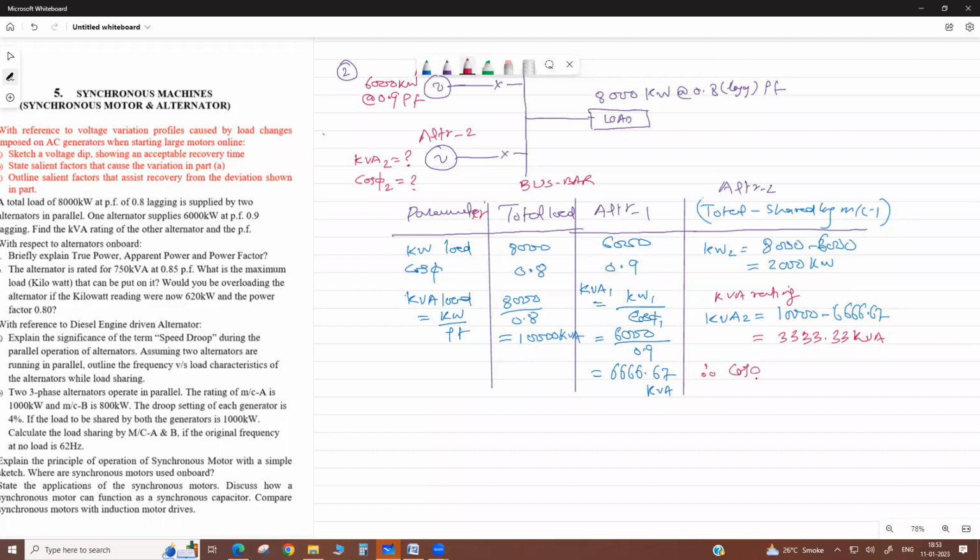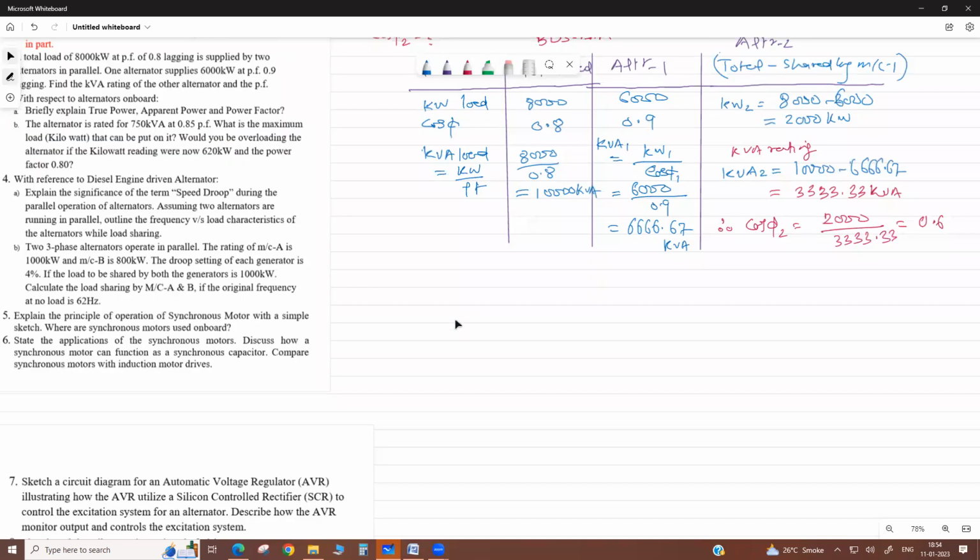Then power factor cos phi 2 will be kilowatt 2000 divided by kVA. It is 0.6, okay. Correct. So you can write this kVA rating and power factor of machine 2.